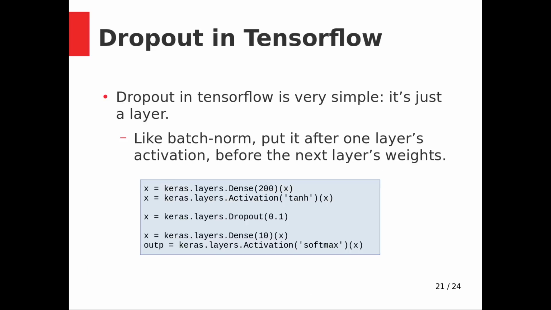Dropout is pretty simple in TensorFlow. Dropout is also just a layer. So kind of like batch norm, it just goes between the weights and activation of one layer and the weights and activation of the next one. And here I have used p equals 0.1. So each output at every given step has a 10% chance, a 1 out of 10 chance, of being set to 0.